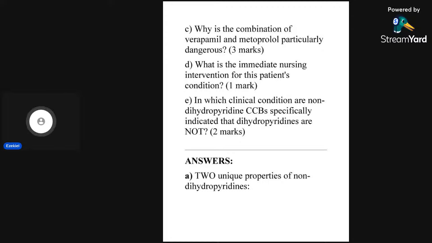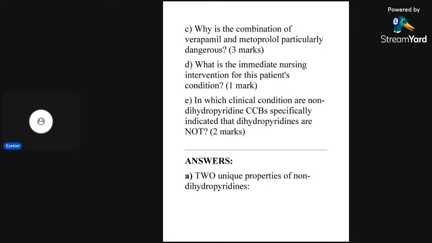In which clinical condition are non-dihydropyridine CCBs specifically indicated? Okay. So what is the question talking about? The question is saying, in which heart condition will you use the non-dihydropyridines, and you are not supposed to use the dihydropyridines? To better put it, in which clinical condition will you use the verapamil and the diltiazem, and you are not supposed to use the what? The amlodipines and the nifedipines.